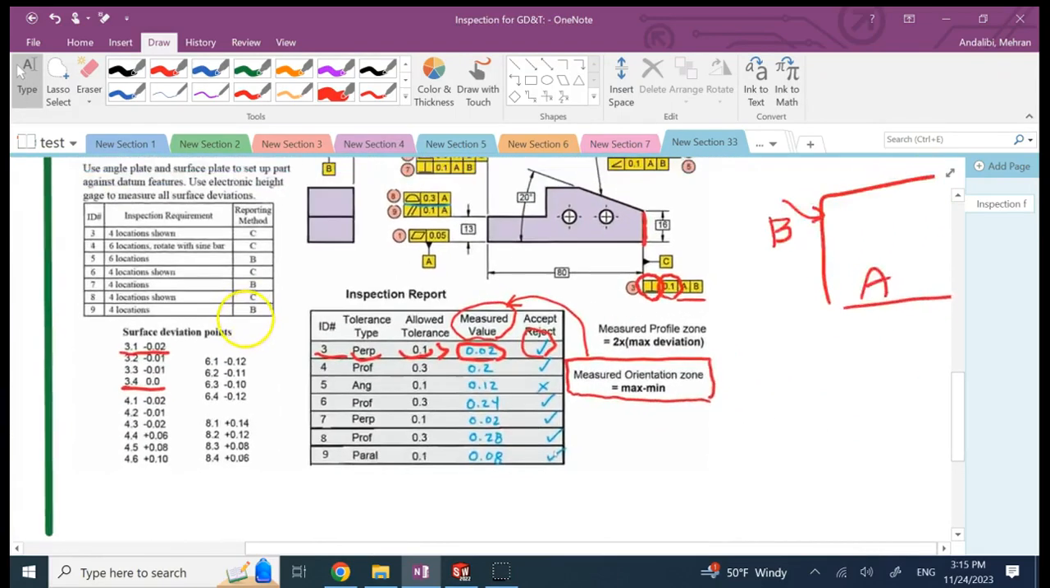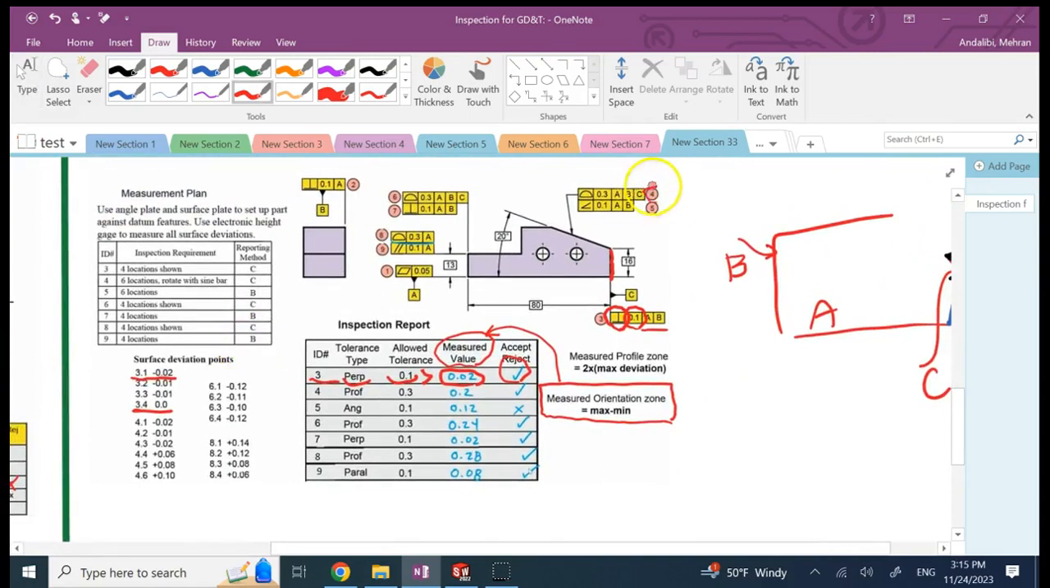Then we look at 4. For 4, the form of tolerance is profile with respect to A, B, and C, so you have to fix A, B, and C, and the allowable profile is 0.3. You can see that here. Now the deviations I have for 4 are this set of numbers. Can I say that the profile is really proper or not? You see I have negatives and I have positives, so some are above the true surface, some below the true surface.